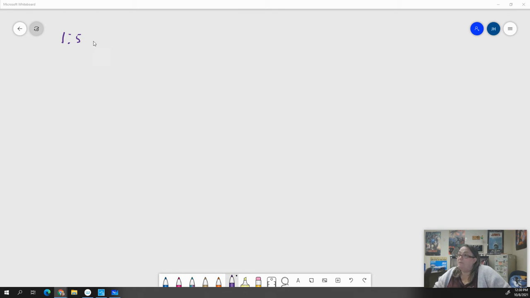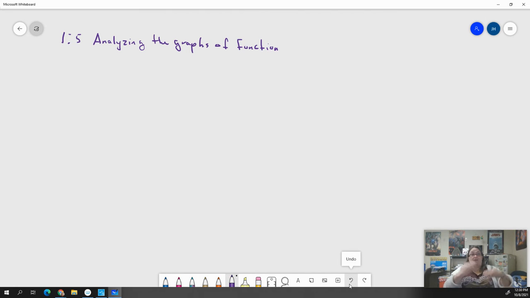So we're doing 1.5, which is still analyzing the graphs of functions. Analyzing. I feel like I spelled that wrong, but I don't even care. And it's just a continuation of what we were looking at the other day. And the other day we were basically looking at graphs and trying to figure out the domain and range, right?